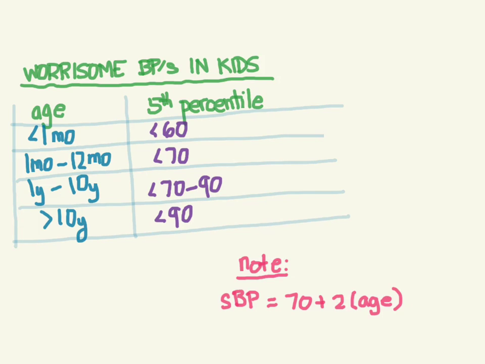Now, you should note this is actually a simplified version of what the guidelines actually give. They say for this one, it's really 70 plus 2 times the age. So for a 10-year-old, 2 times 10 is 90. And so for a 1-year-old, 70 plus 2 times 1 is 72. Well, close enough. I think these numbers are just a little bit easier to remember, and they're pretty darn close. And these are the age groups. You want to remember the neonate, the infant, the young kid, and then the older kid.